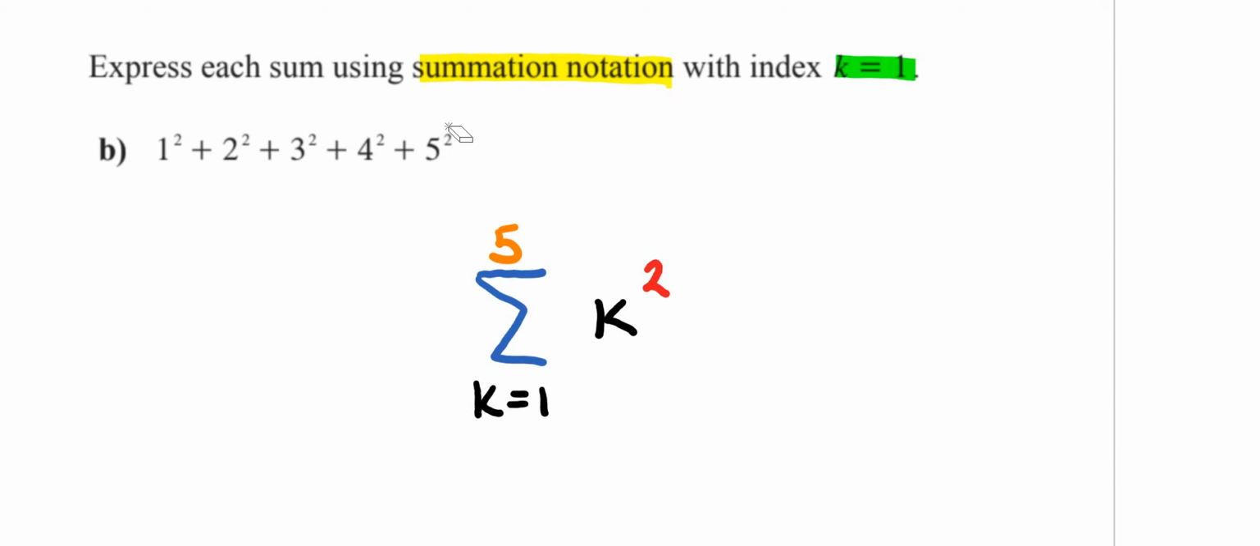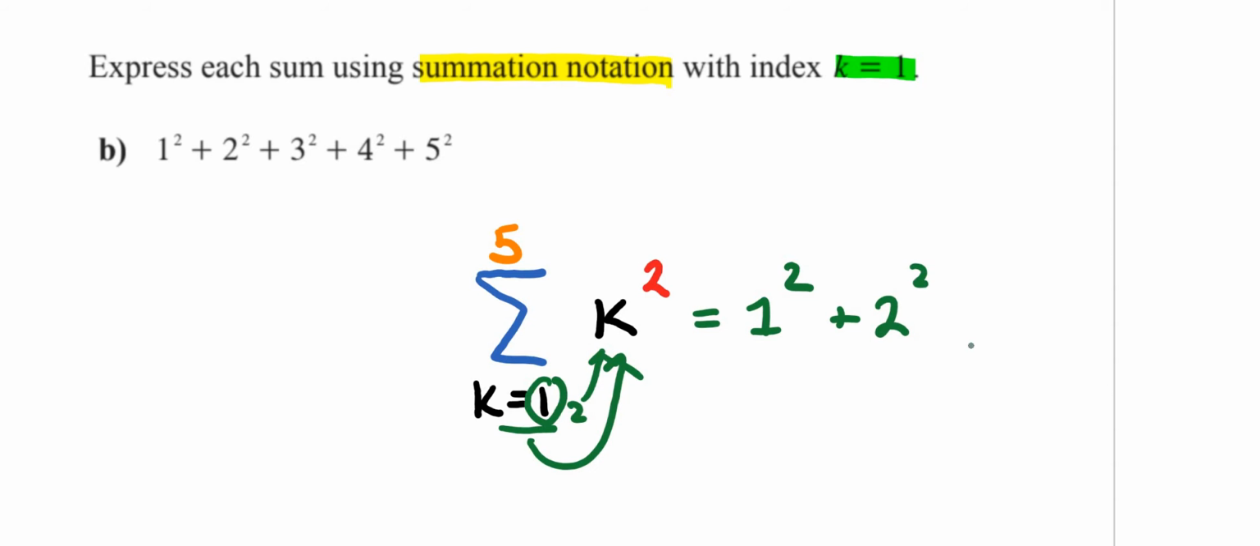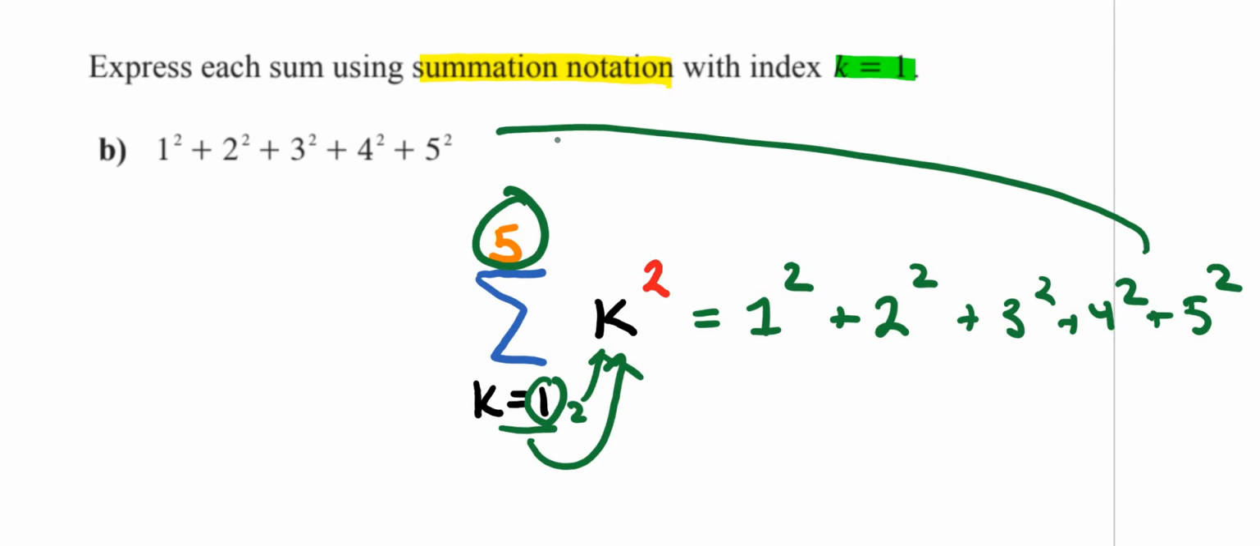One thing that you should always do is check your work. So if I know that k starts with 1, that means if I expanded this, it would be 1 squared. And the second term, k would now change to a value of 2, so 2 squared, which is 4. And then it would be 3 squared, then 4 squared, and then I stop at 5, so the last term will be 5 squared. And you can see this expanded sequence does match the problem.